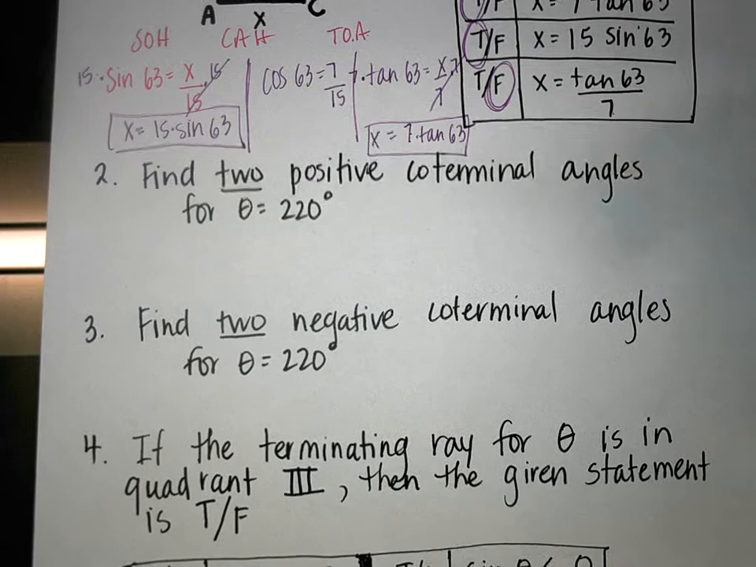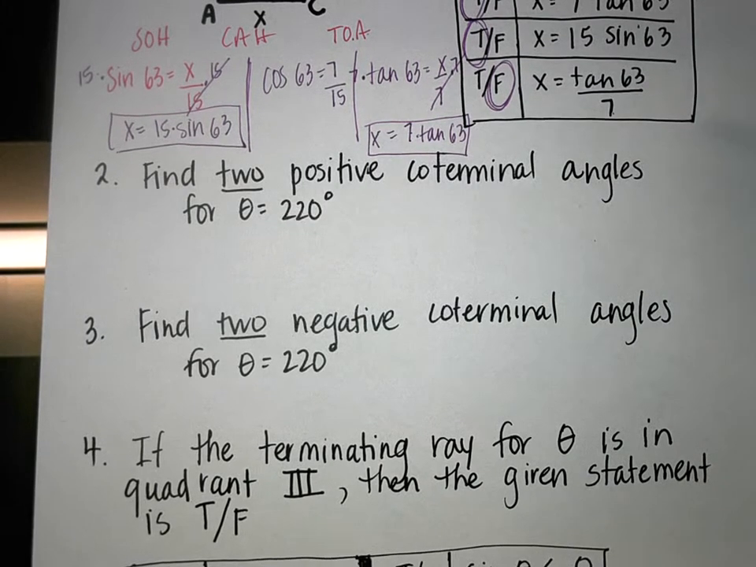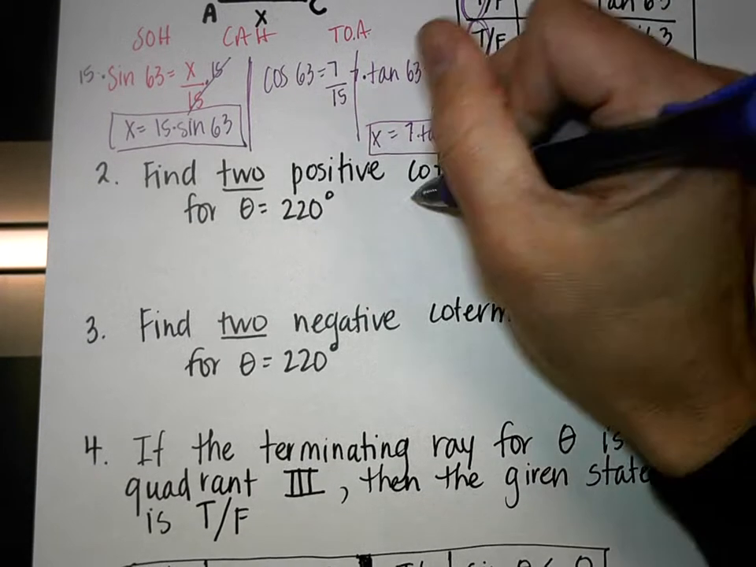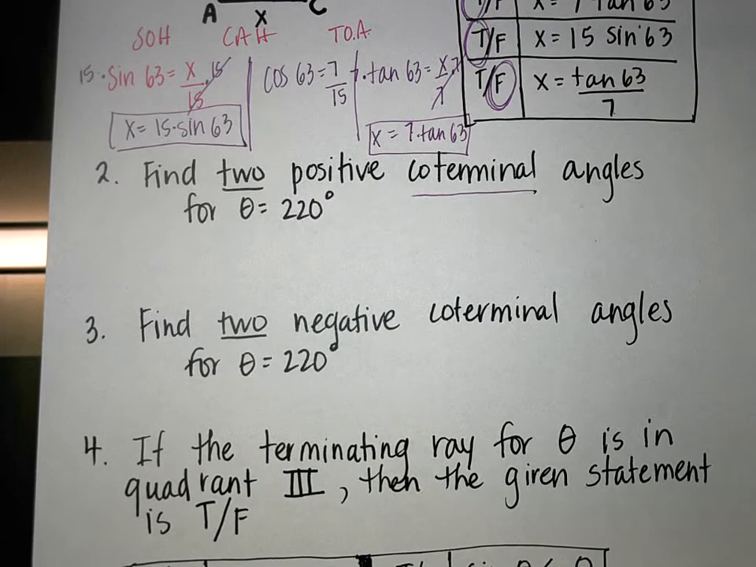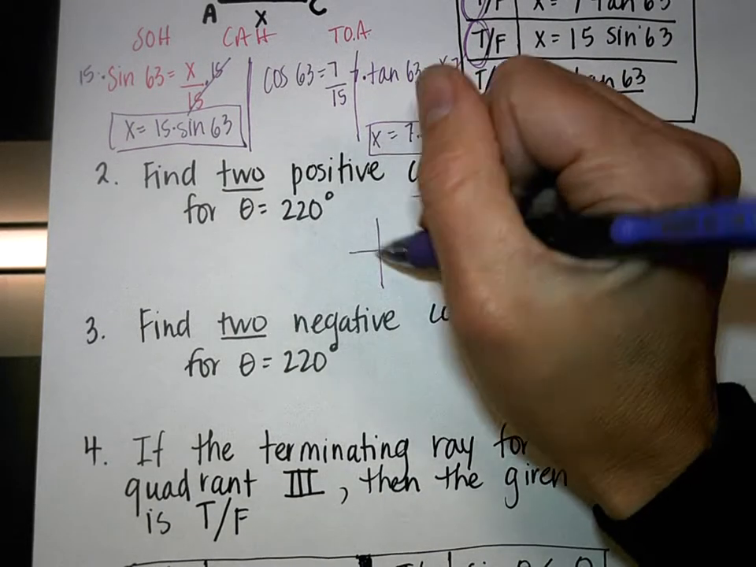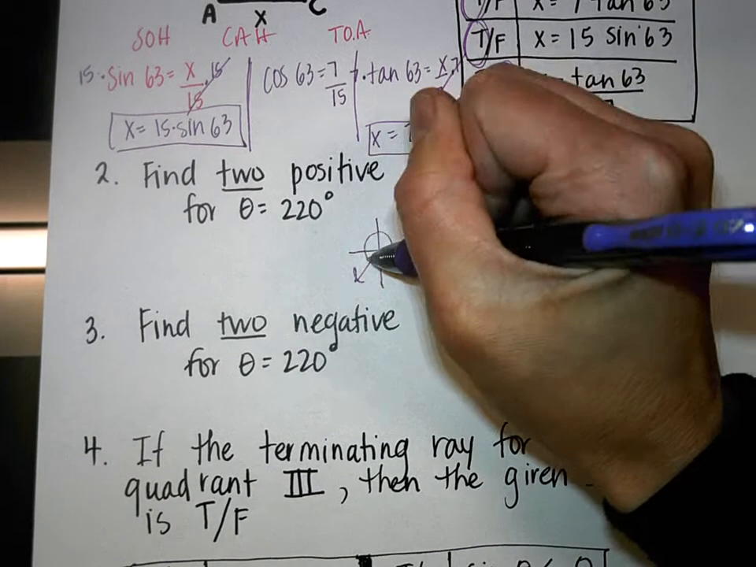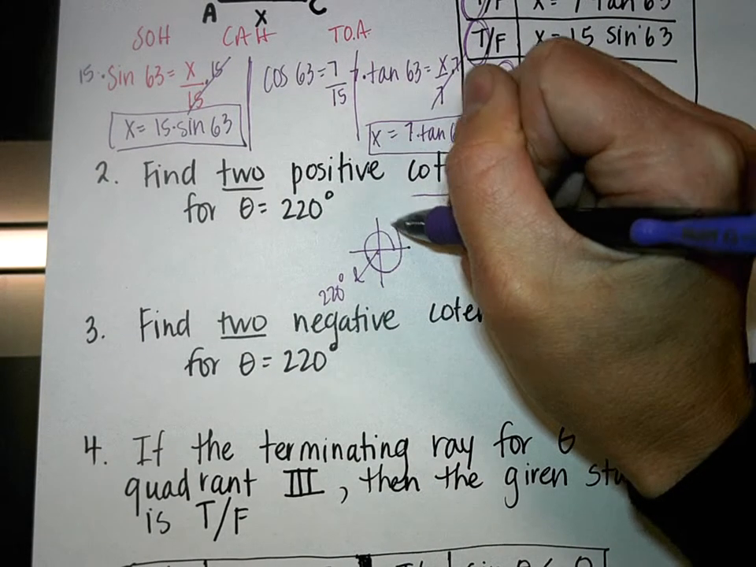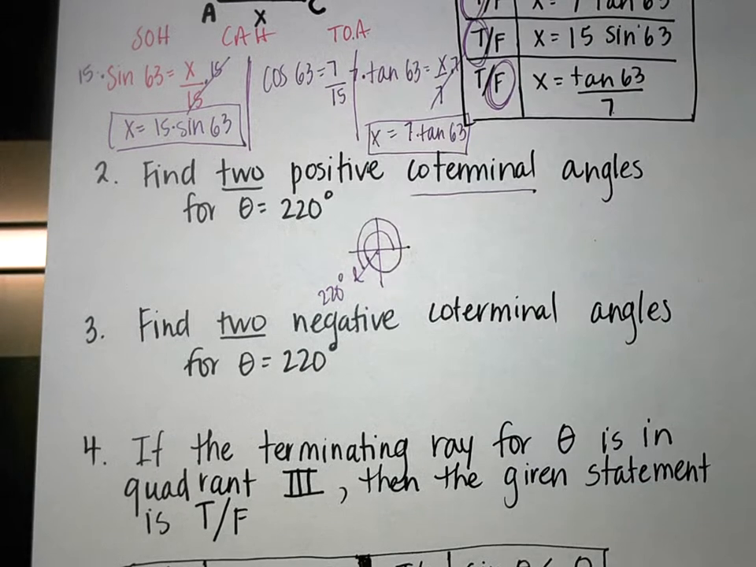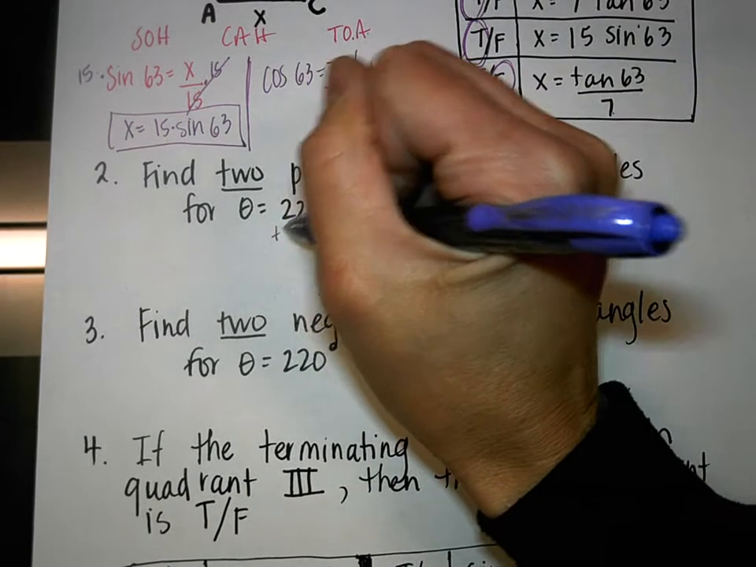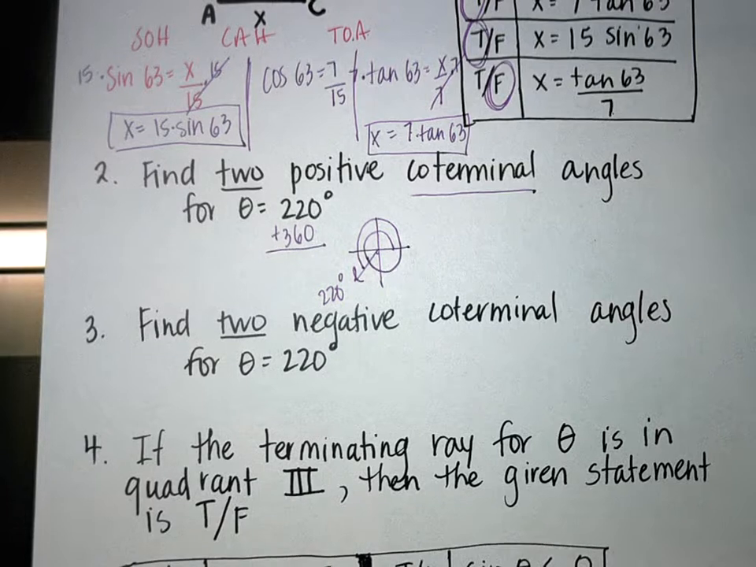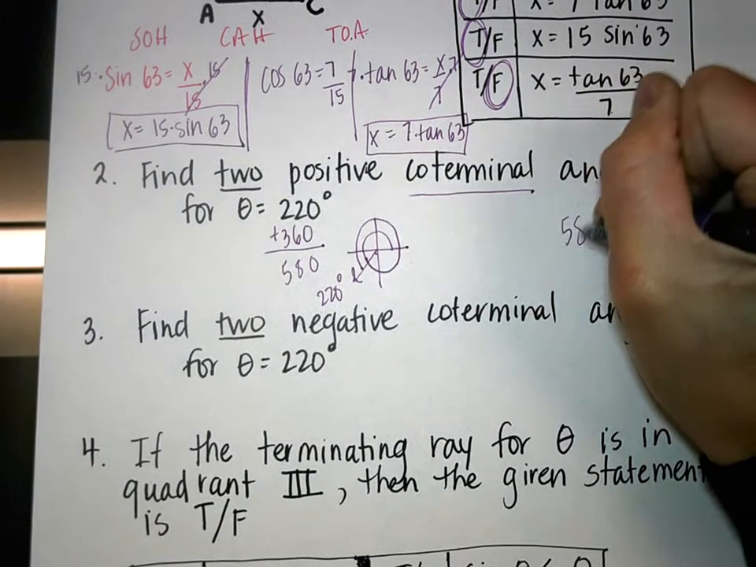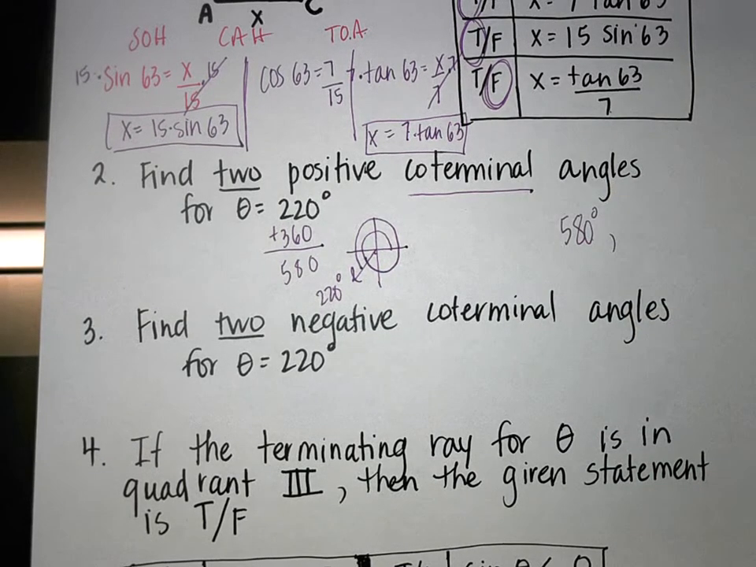In order to find two positive coterminal angles, remember coterminal means that it's going to loop around another 360 degrees. It means that it terminates or ends at the exact same point. If you're looking at it visually, 220 degrees is right here. Okay, and so a coterminal angle is just starting here and going a whole 360 around again. And so in order to get another positive coterminal angle, we will add an additional 360 degrees to that. When we do that, we end up with 580. So 580 degrees is an additional positive coterminal angle.